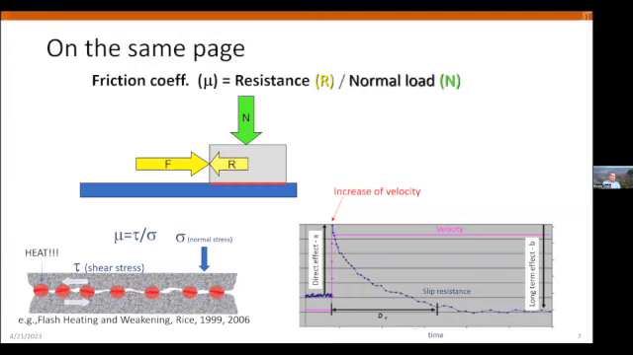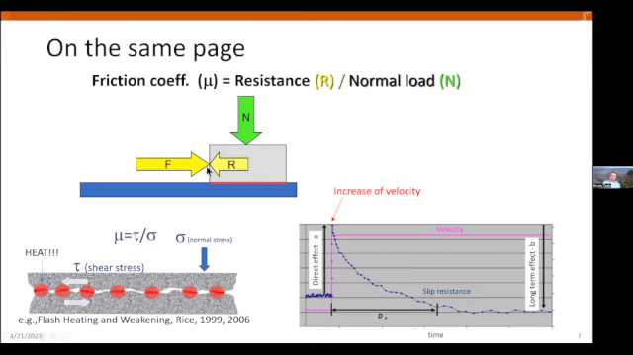And now, before I start speaking about stick slip and rotary, I want to make sure everybody here is on the same page, and I would like to define some quantities. So we define the friction coefficient as the ratio between the resistance to sliding of a block of rock, for example, on another block of rock, divided by the normal load.